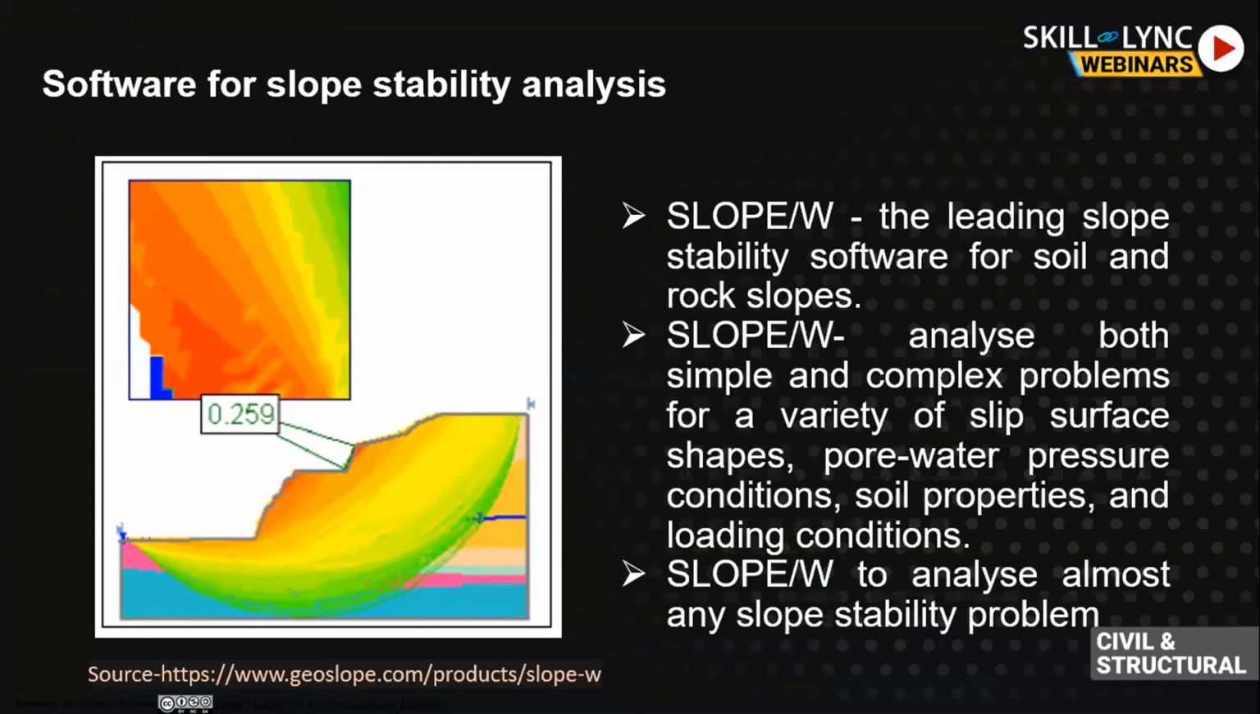Many software packages are available. There are two common ones: one is GeoSlope SLOPE/W, and the other is RocScience Slide. Today, I will focus on the SLOPE/W software developed by GeoStudio. It is the leading slope stability software for soil and rock slopes, where rock fails in the form of very highly weathered rock. SLOPE/W analyzes both simple and complex problems for a variety of slip surface shapes, pore water pressure conditions, soil properties, and loading conditions. It has many features to analyze almost any slope stability problem.